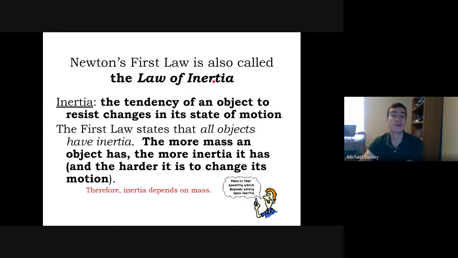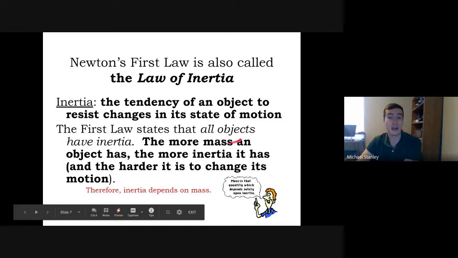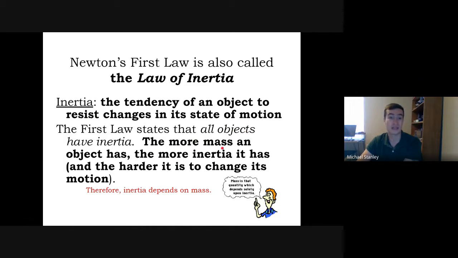The first law is also called the law of inertia. And inertia is a related term. It says that objects are resistant to changing their state of motion. Basically, inertia just means that the heavier something is, the more mass an object has, the harder it is to change its motion. So if you have something really heavy that is sitting still, it's hard to get it moving, right? It's hard to start pushing a boulder down a hill.